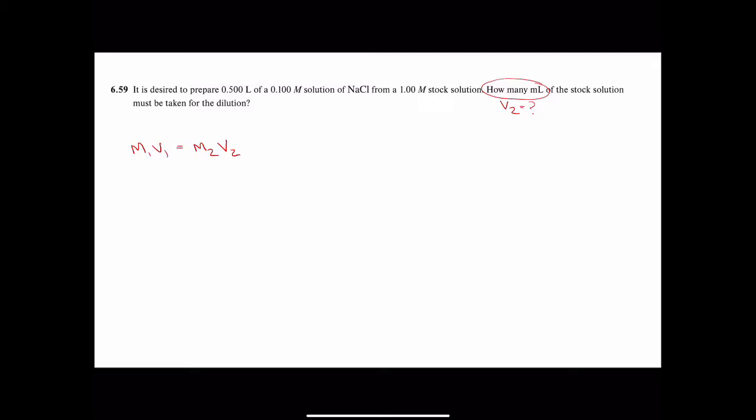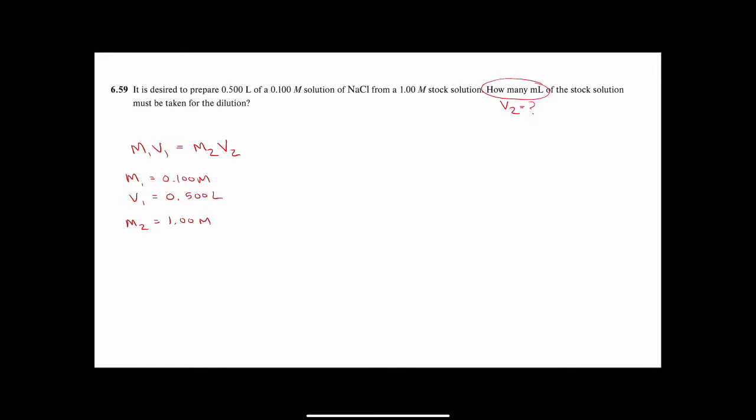So the first thing we should do is write down what we know. So we know that what we're trying to get, or what we desire to have, is a solution with a molarity of 0.100 molar, and we want that volume to be 0.500 liters. Also, we have the molarity of the stock solution. I'm going to call that M2, and that's 1.00 molar.